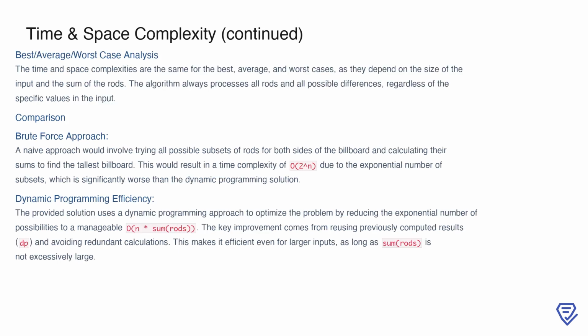The time and space complexities remain the same across best, average, and worst-case scenarios. This is because the algorithm processes all rods and all possible differences regardless of the specific values in the input.